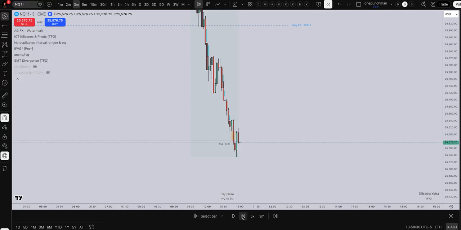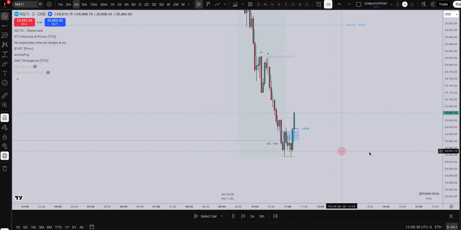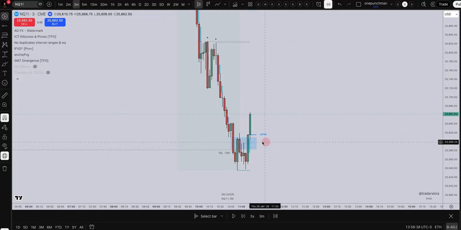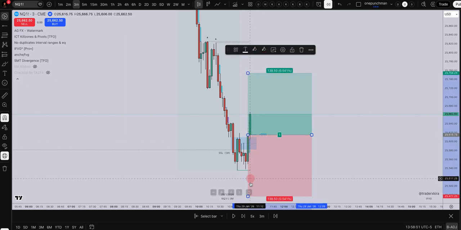I believe I ended up taking this on the 3 minute time frame. Okay, right there. So you see how this candle closed? First off, this is optimal. Why is it optimal? Because it closes very, very close to the lip of the IFVG. So this is a very textbook perfect type of entry.